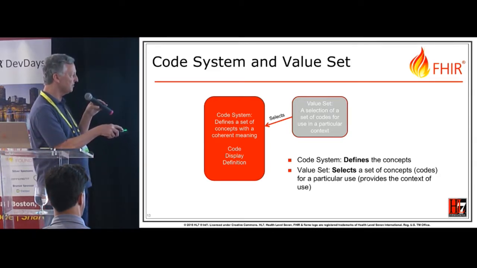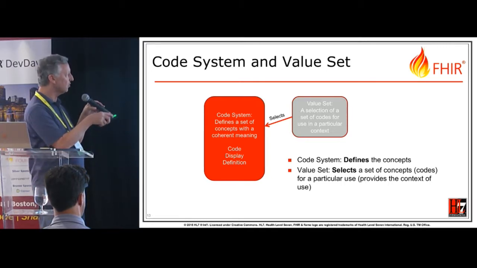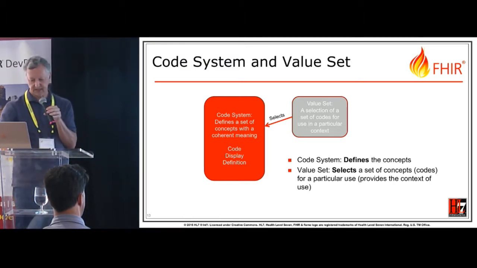So basically the code system defines the concepts, and the value set selects a set of concepts from one or more code systems. Those are the two fundamental bits.